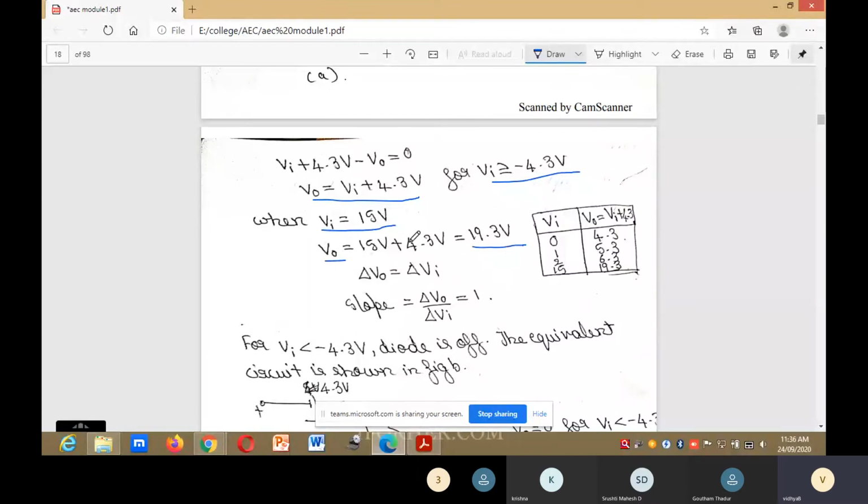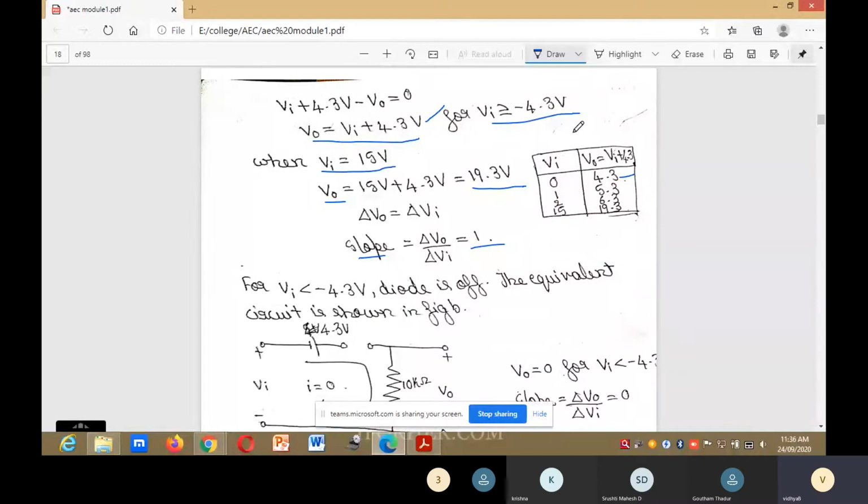That means it is nearly equal to Vi. That's why the change in output voltage is equal to the change in input voltage. The slope is equal to 1. Substitute the Vi values in this equation: when the input is 0, you get 4.3; when it is 1, 5.3; when it is 2, 6.3; when it is 15, 19.3. This is the condition for greater than.